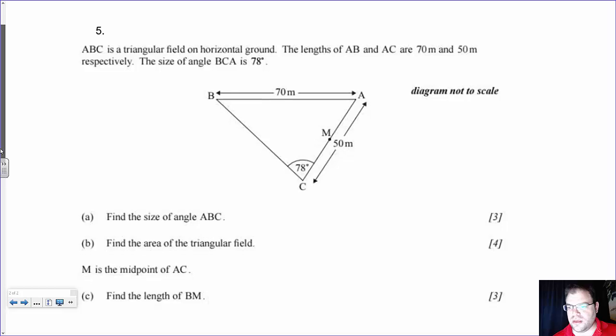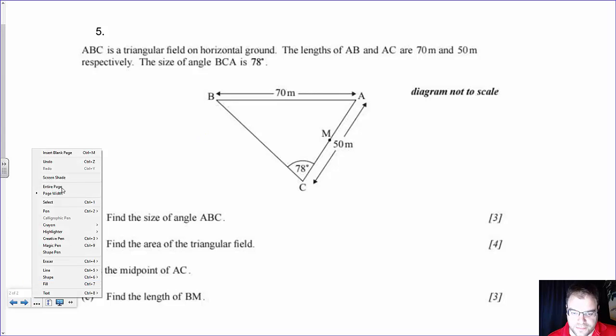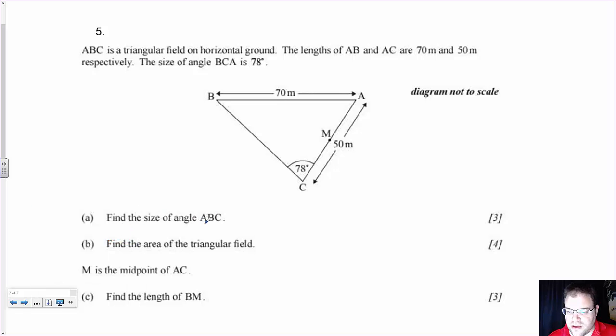All righty, down to the triangles we have to solve here. Okay. So let's see. ABC is a triangular field of horizontal ground. The lengths of AB and AC are 70 meters and 50 meters respectively. The size of angle BCA is 78. All right, that's fantastic. So first thing I'm going to find, it's going to ask me, is to find the size of angle ABC. So if I go from A to B to C, this is the angle that they're referring to. Okay, it's the same thing as angle B. So we're going to find it.